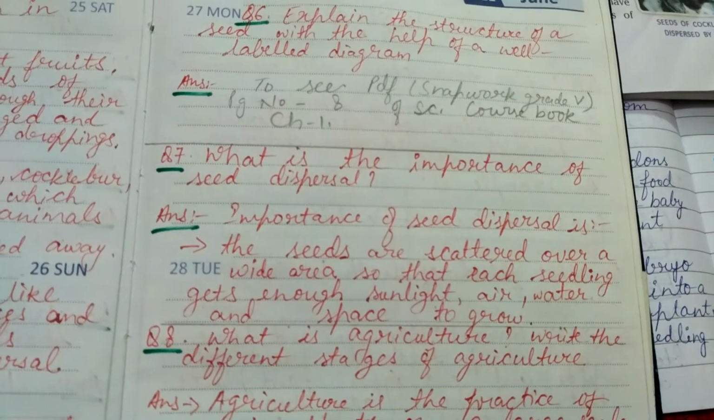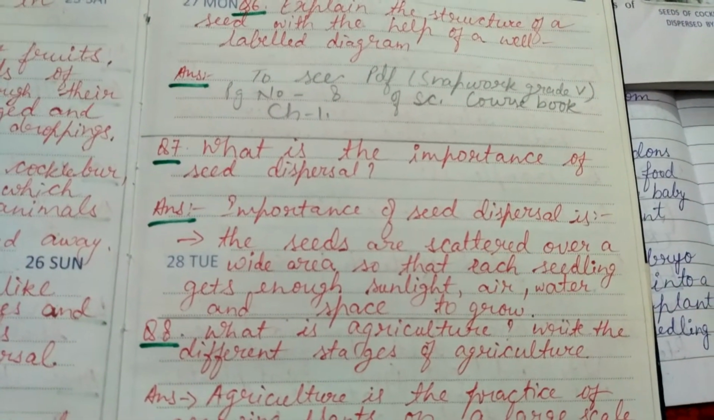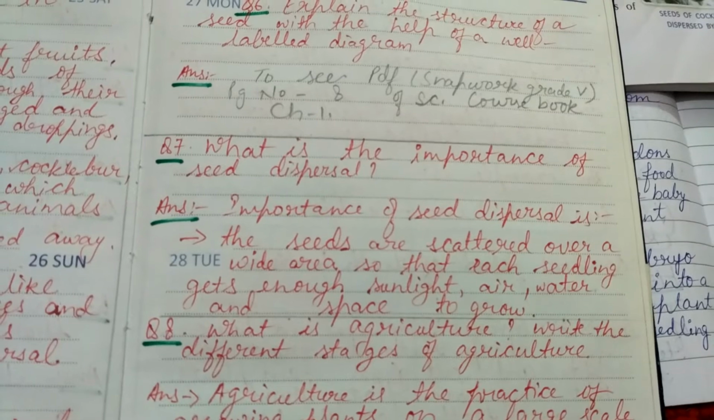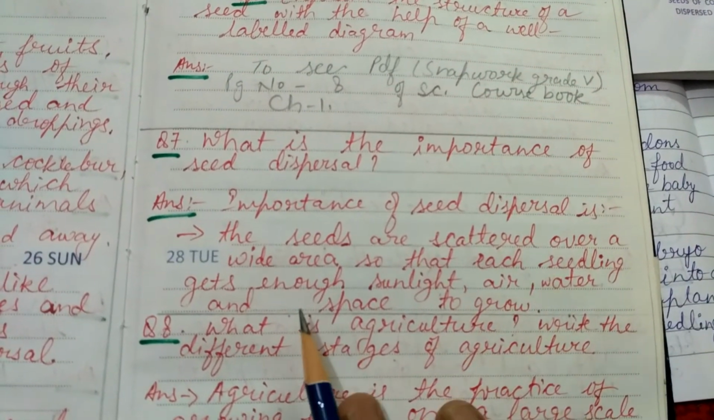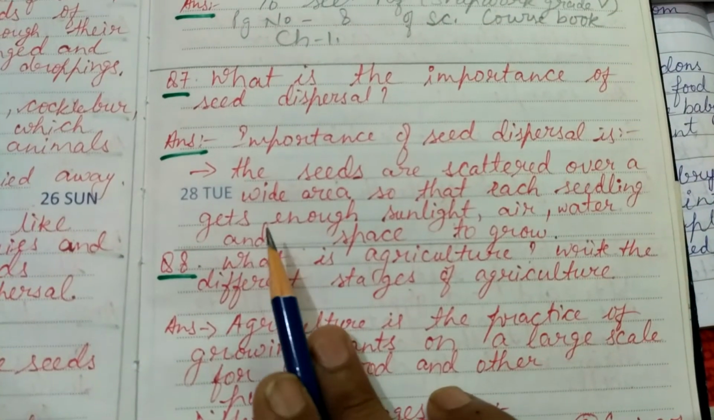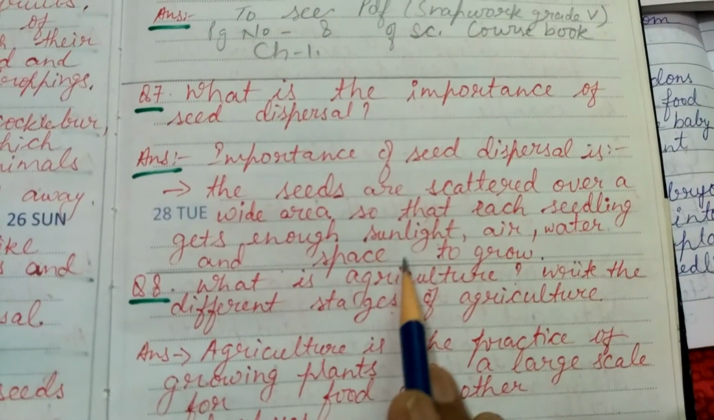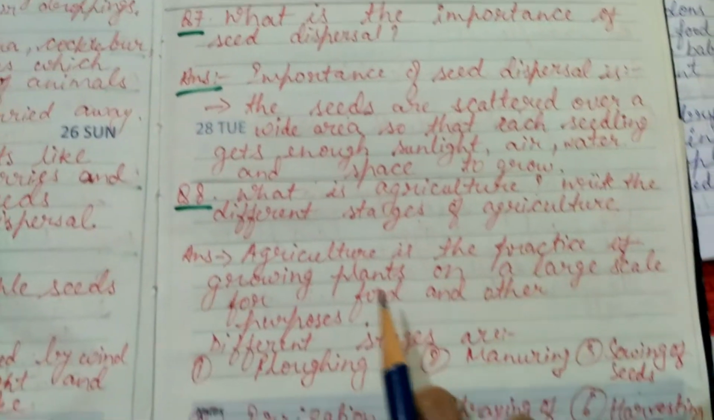Wide area means बहुत बड़े area में, बहुत बड़े land में वो seed scattered हो सके और हर seed को proper germinating condition मिल सके. That's what is the reason. That's what is the importance of seed dispersal in nature. And what are the suitable conditions? That is the sunlight, air, water, and also space to grow.